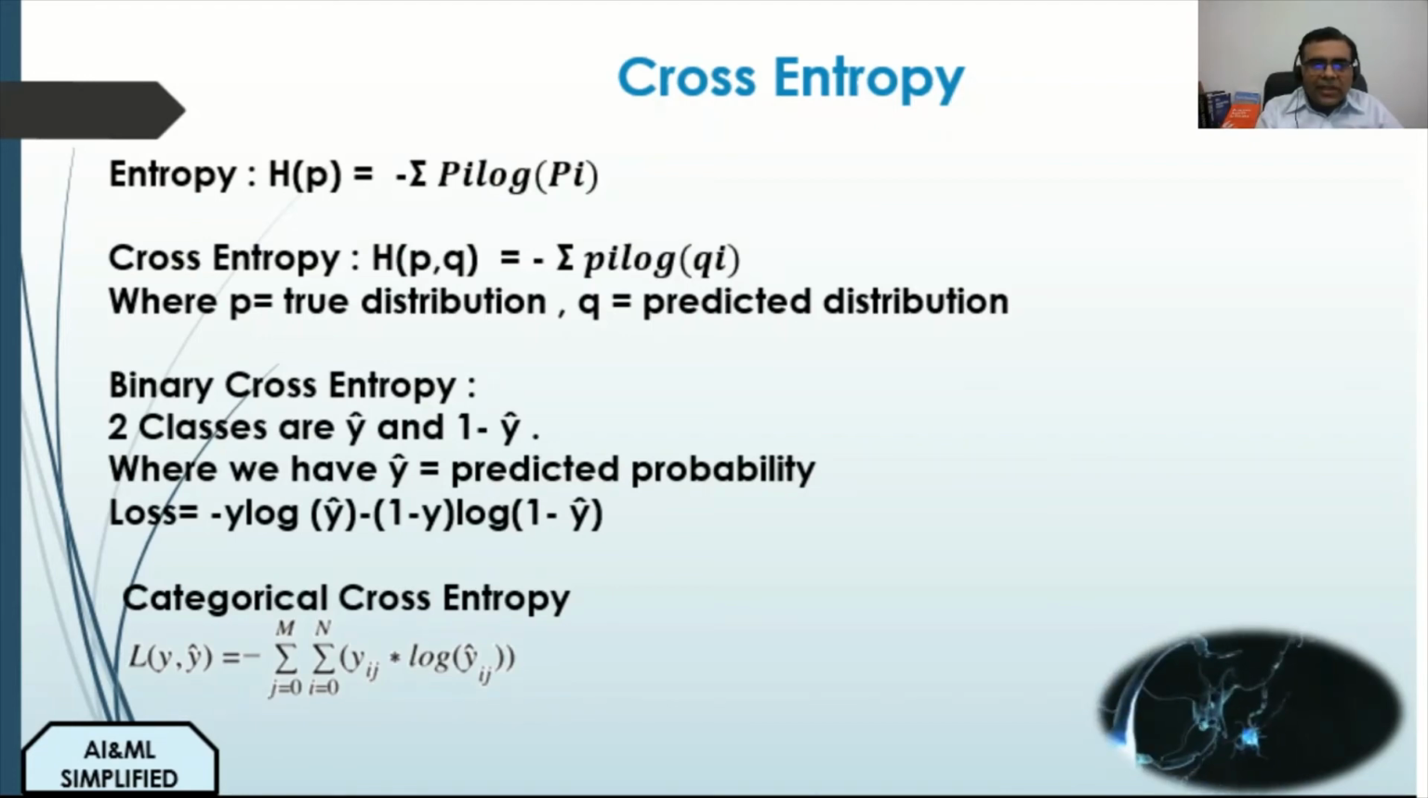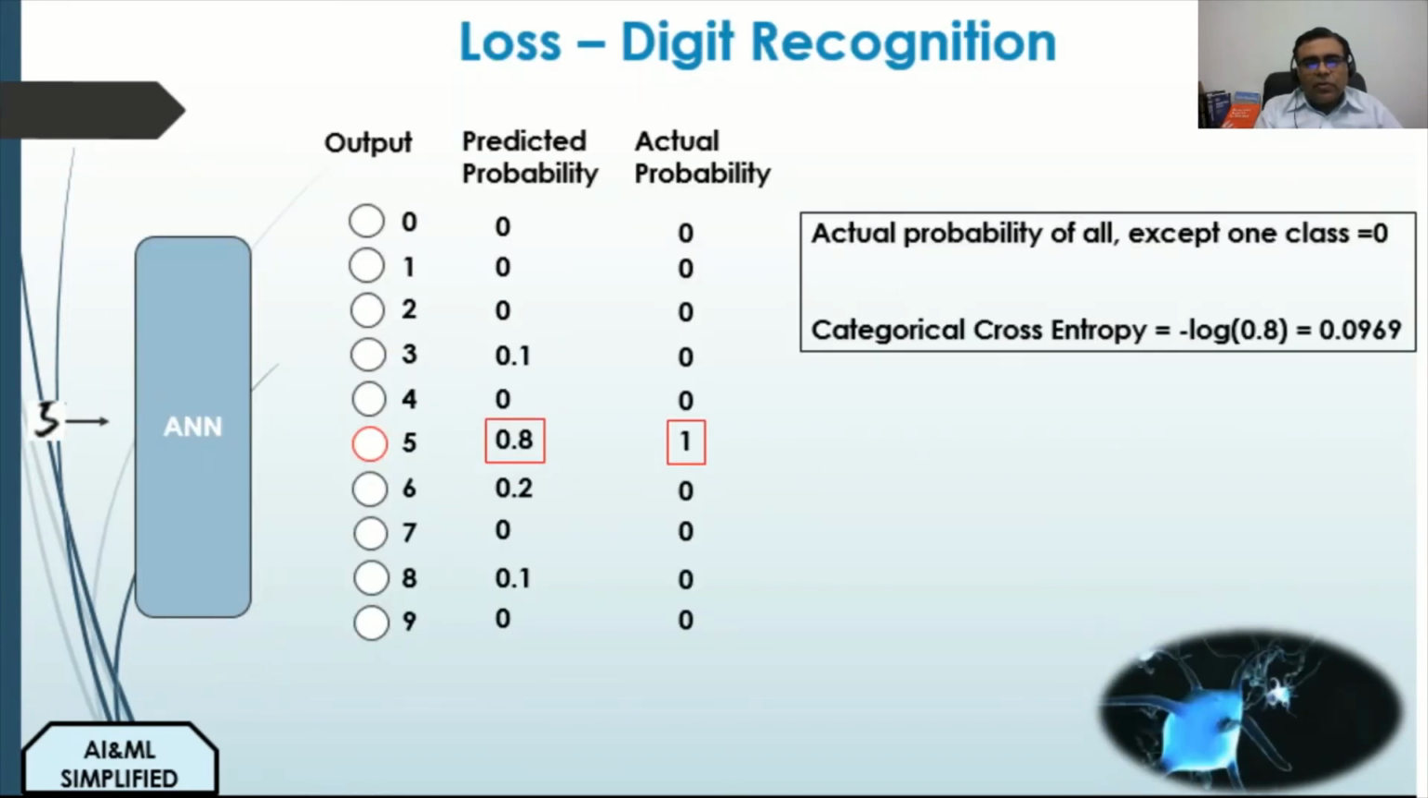So let's understand a little bit more about cross entropy computation for multi-class with the help of an example. Let's say we pick up an example of digit recognition. In this example, the input to the neural network is digit 5, and we get the probabilities for different numbers as an output. These are the output classes between 0 and 9. The predicted probability for digit 3 is 0.1. For digit 5, we get a probability of 0.8. For digit 6, 0.2. And for digit 8, we get a probability of 0.1.